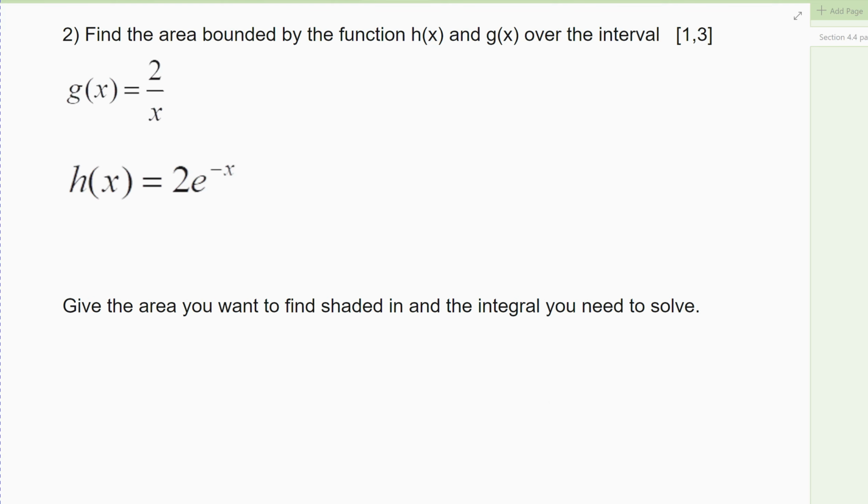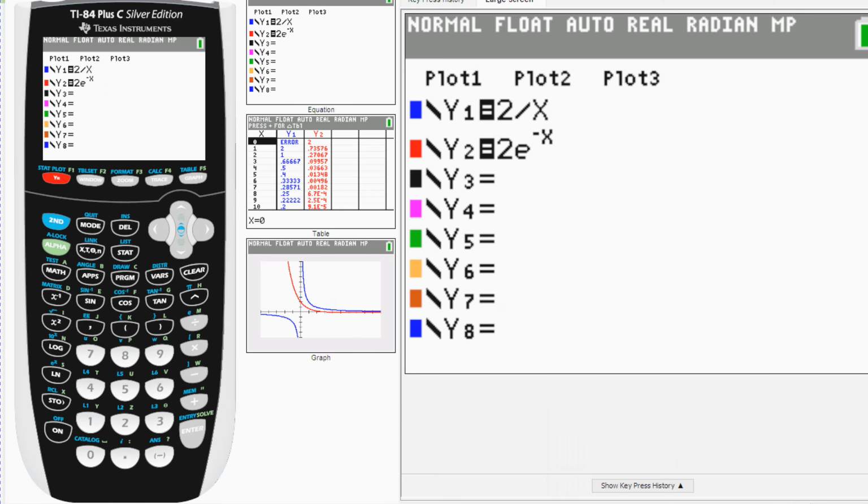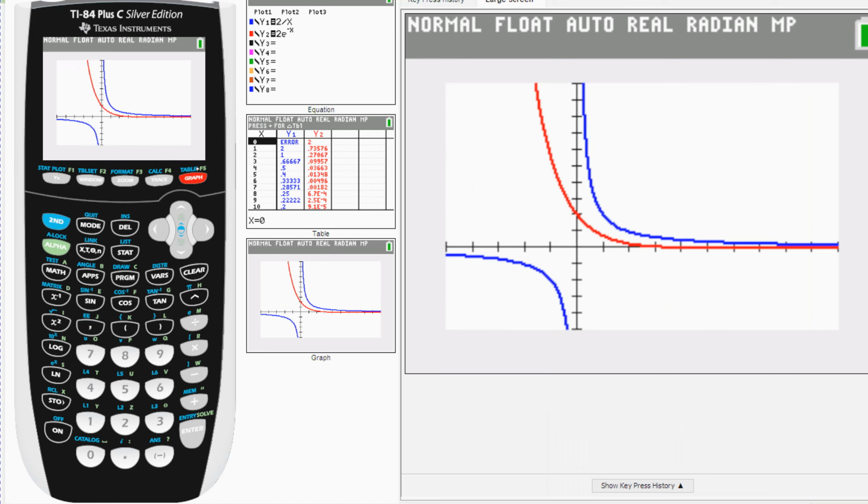So again, the first thing I do is go to my calculator, so I'm going to type them in. I already did. I took 2 divided by X and 2e to the negative X, and so I'm going to hit graph. Alright, so there's the graph of my function. The blue function is the G of X, 2 over X. The red function is H of X, 2e to the negative X. So the area I'm looking at is the area between 1 and 3. So this little bitty region here is the area I'm looking at.